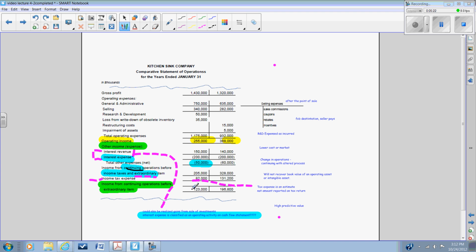After we subtract out income tax expense, we have our next subtotal, and that is income from continuing operations before the extraordinary item. This number, coupled with operating income, provides the users with the best predictive value for what a company's operations will be in the future. So these are two highly analyzed numbers.